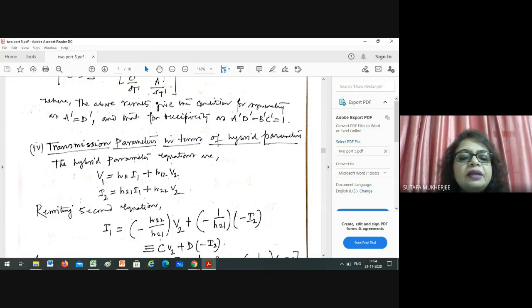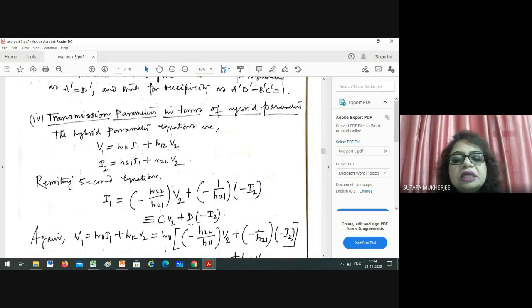If you write the second equation, I1 equals minus H22 by H21 V2 plus minus 1 by H21 minus I2. It is equivalent to C V2 plus D minus I2. If you compare these two equations, what will you get? Minus H22 by H21 is equal to C, and minus 1 by H21 is equal to D, right?